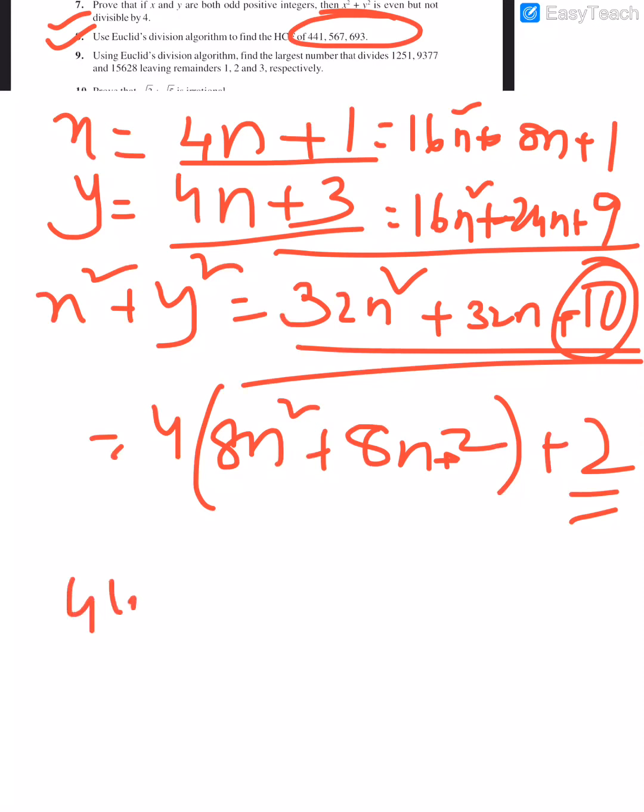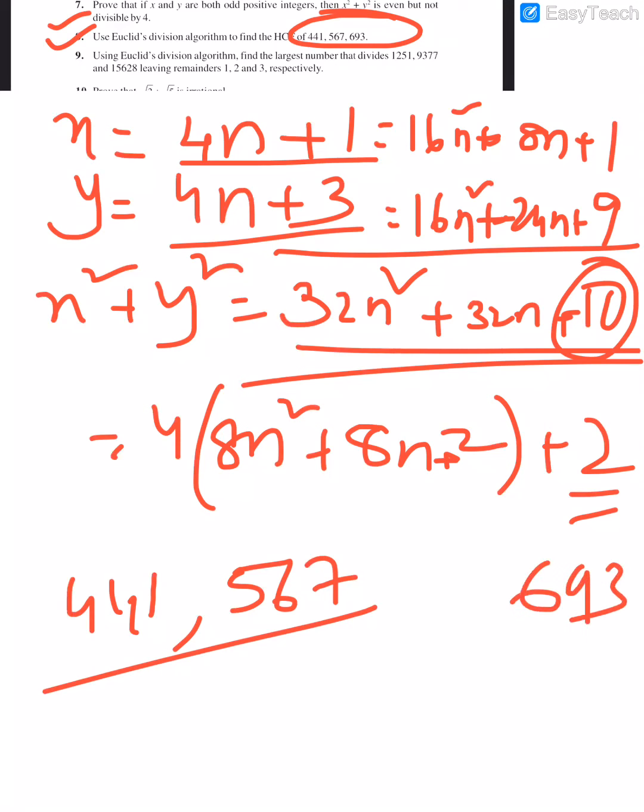there are 3 numbers. First you do for 441 and 567. Whatever answer you get, with that answer you do 693. So 2 parts you are doing this. Here again next question, let us see the next question separately.